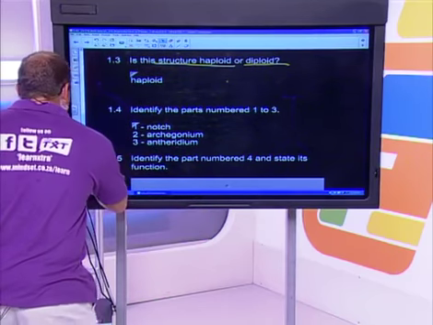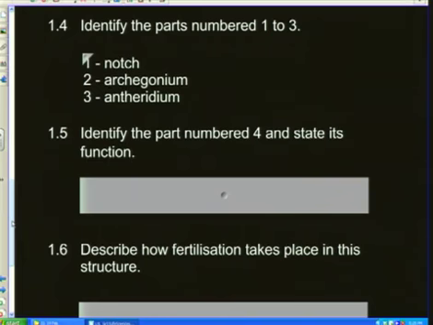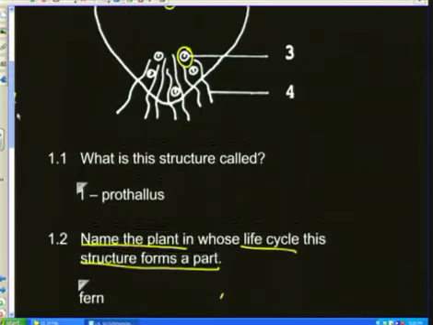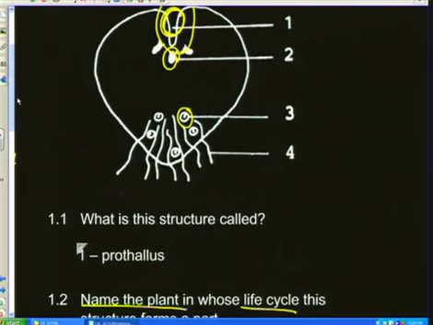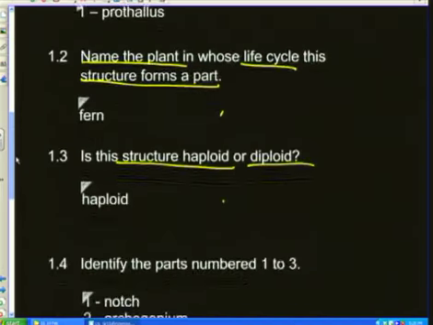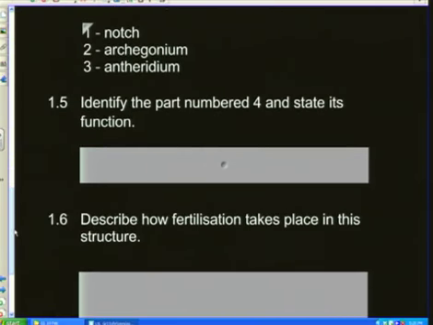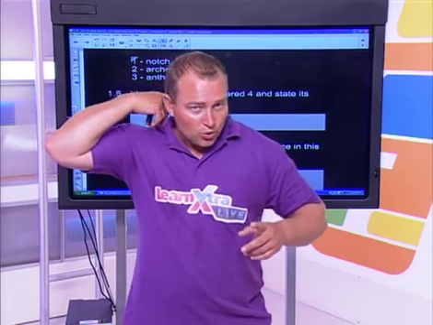The next one I'm having a look at, it says identify the part numbered 4 and state its function. Now, this is awesome because number 4 is these little hair-like structures. Can you see?